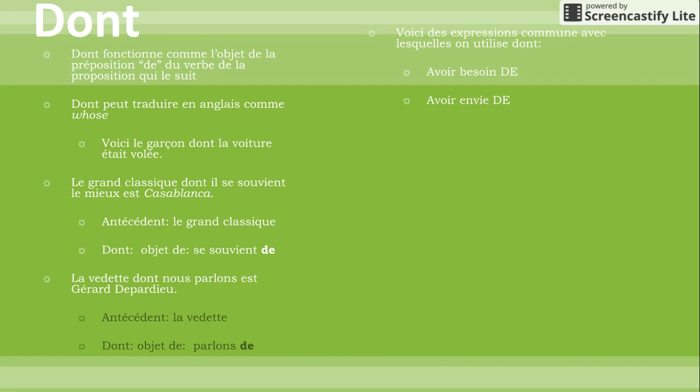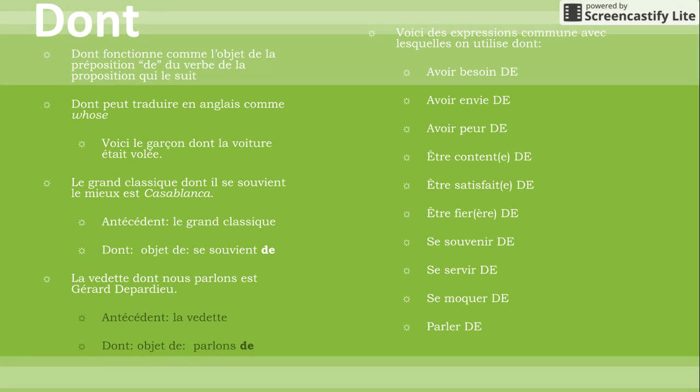Here are some common expressions that are verb expressions that have de at the end. So when you're using them in a sentence and you want to use a relative pronoun, you're going to choose dont. There are hundreds of expressions like this in French, but you guys will be responsible for being comfortable with these by the time we have a test or a quiz. If you don't know what one of these means, please look it up or ask me in class tomorrow.